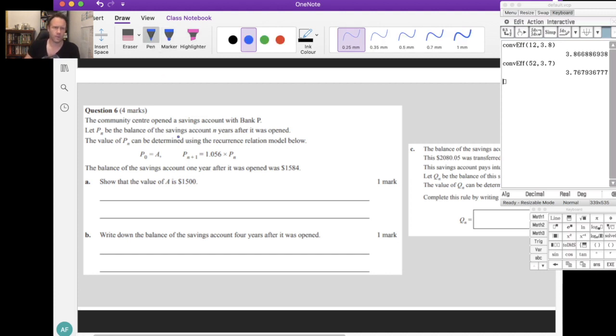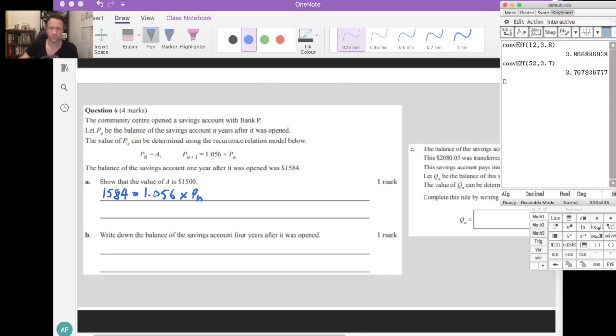Okay, so one way we can do this, and probably the best way, is to let Pn+1 be the result of whatever we are calculating recursively. So we have 1584, which is equal to 1.056 times Pn. If we divide both sides by 1.056 to get Pn on its own, then that will give us hopefully 1500.